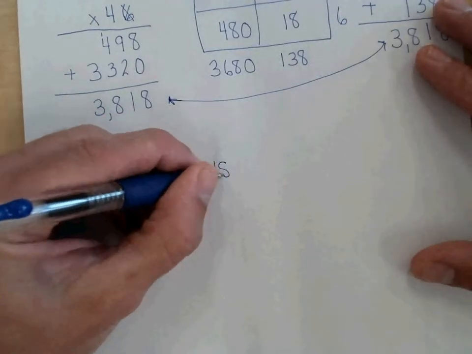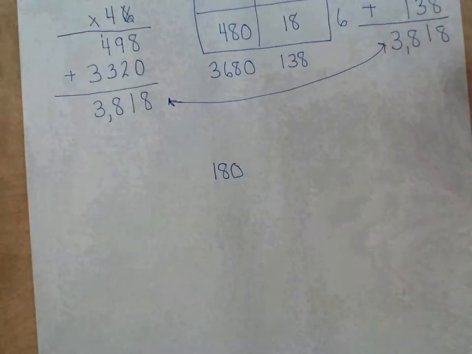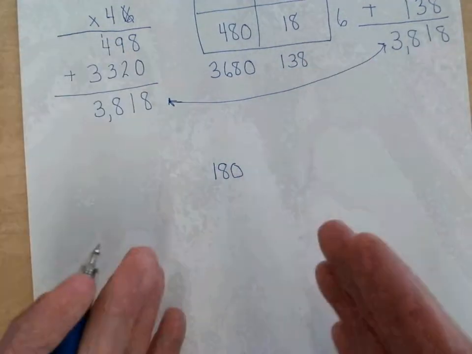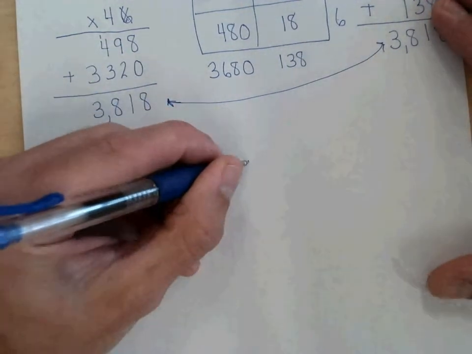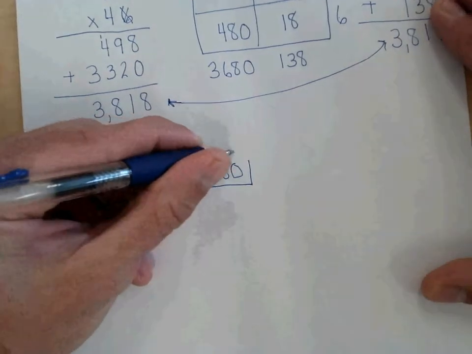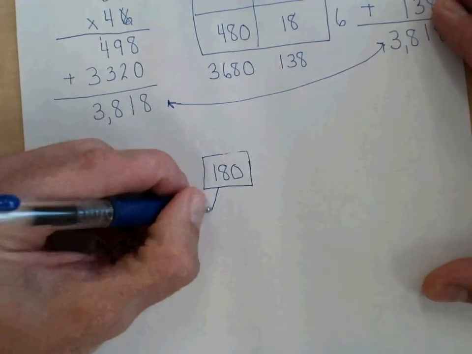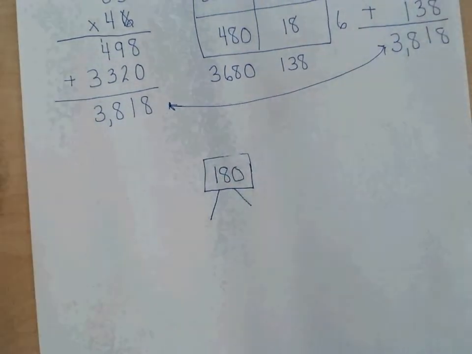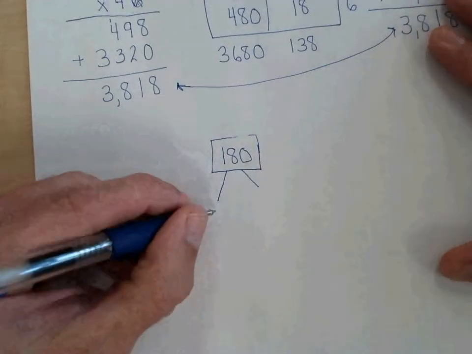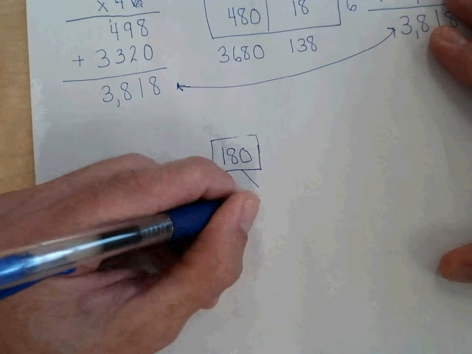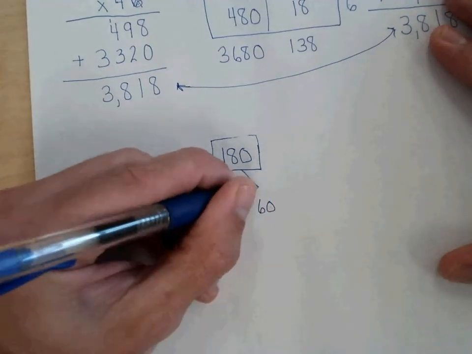Next week, what we're going to do is prime factorization. And this is where we factor the numbers down. So what I want to do is, if the number's composite, I want to put a square around it. And I want to say, okay, what times what equals 180? I'm going to go 3 times 60.